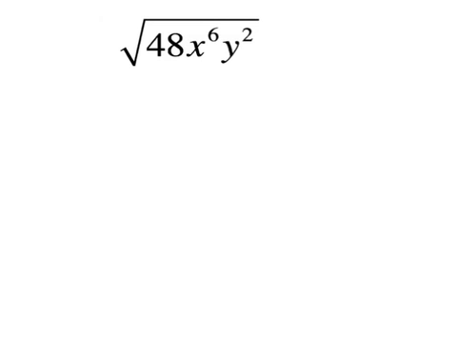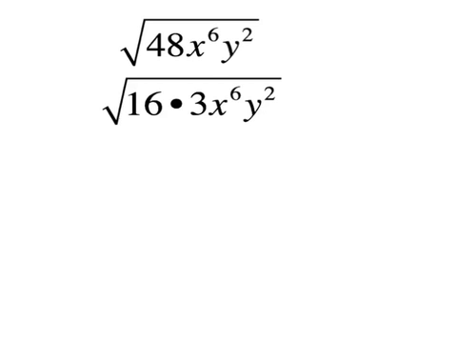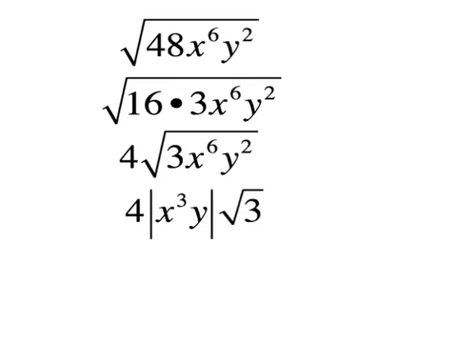Root 48 times x to the 6th, y to the 2nd. Well, of course, we've already done root 48 by itself. We'll redo it here. 48 is the same as 16 times 3, and the square root of 16 is 4. And now we have x to the 6th, which is the same as x to the 3rd times itself, and y to the 2nd, which is the same as y times y. So we can take the square roots of both of those, but since the exponents were even, we need to put those in absolute value symbols. So our final answer is 4 times the absolute value of x cubed y times root 3.